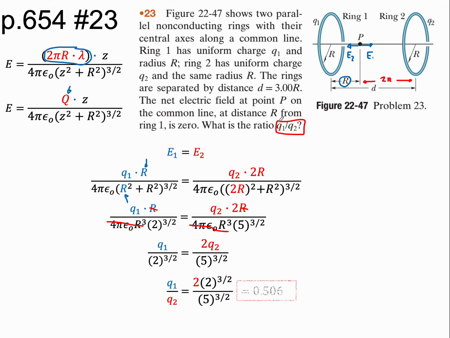Stick it in your calculator. You can give a numeric approximation. You could actually leave it in this form. You could actually write it as 2/5 to the 3/2 power, or you could do some creative things, but basically it comes out to roughly 0.506. In other words, the charge on Q1 is roughly half the charge that it is on Q2.